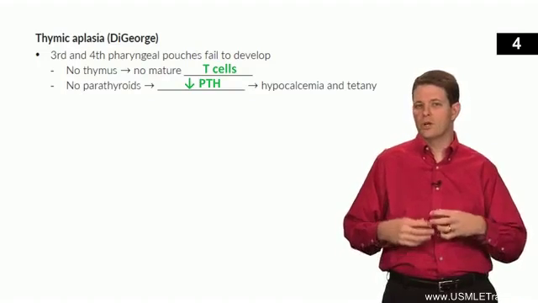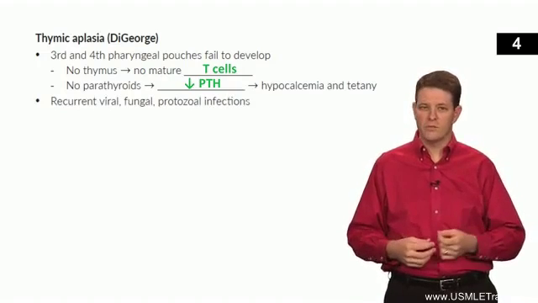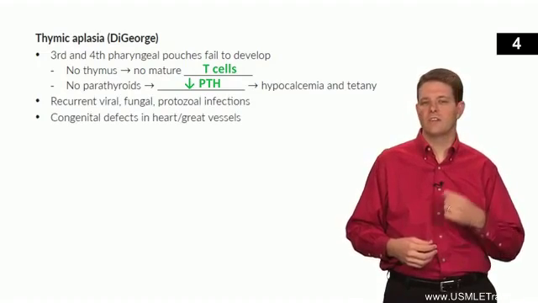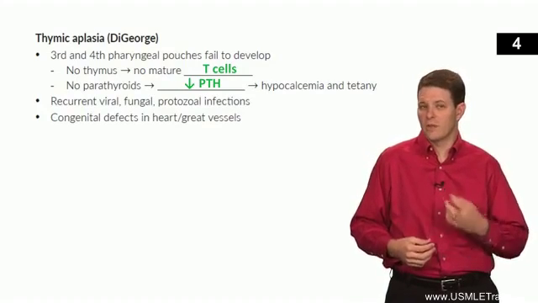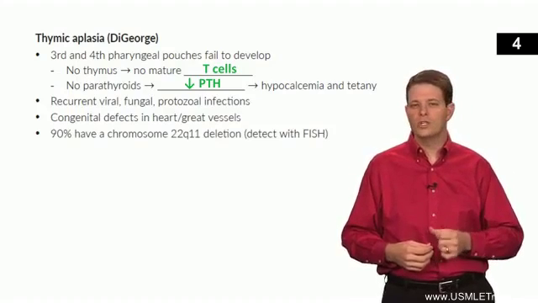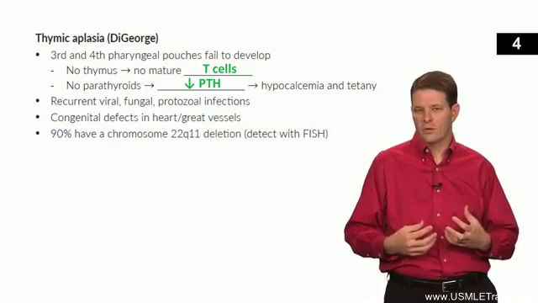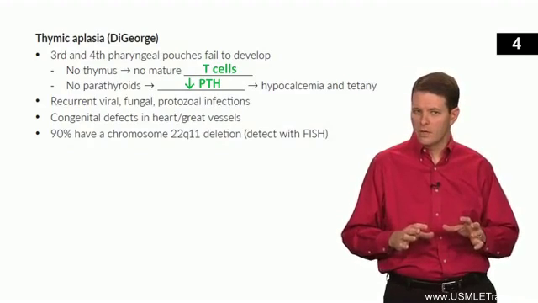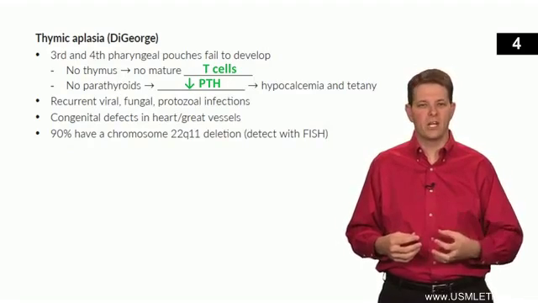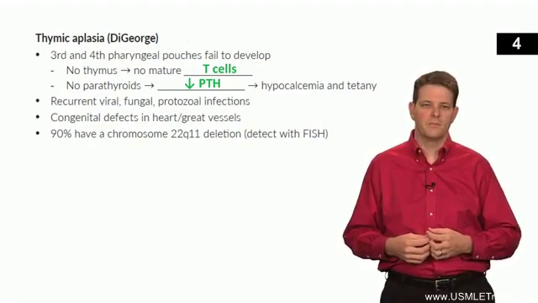But because there are no mature T cells, these patients have recurrent viral, fungal, and protozoal infections. DiGeorge syndrome is also associated with congenital defects of the heart and congenital defects of the great vessels. And about 90% of these patients have a chromosome 22q11 deletion. So most of these DiGeorge patients have this chromosomal deletion, but not all of them. And you can detect this chromosome deletion with fluorescent in situ hybridization, or FISH. We're going to discuss the FISH test in biochemistry.